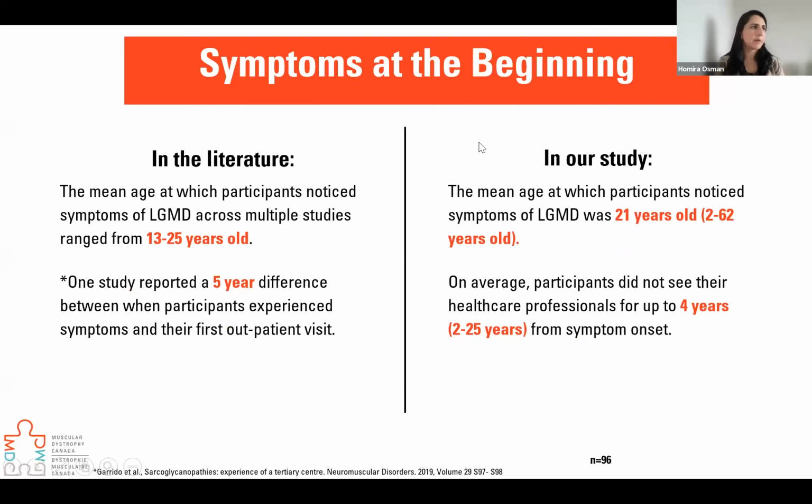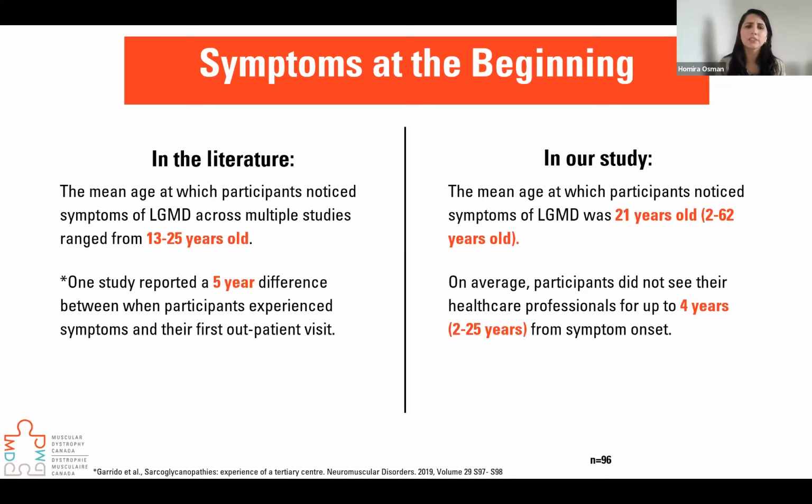When we asked our participants, what were your initial symptoms and when did that really occur? The average age at which symptoms were bothersome, noticeable, was around 21 years of age. But again, there's this range. Some people saw the symptoms earlier on at age 2, and others mentioned age 62. On average, participants did not see a healthcare professional for about 4 years from the time of symptom onset, and that even ranged to upwards of 25 years.